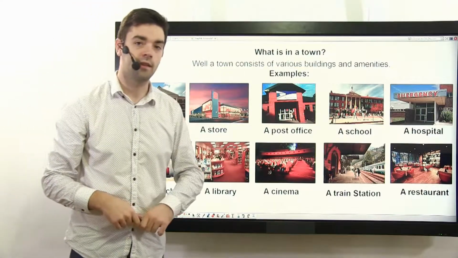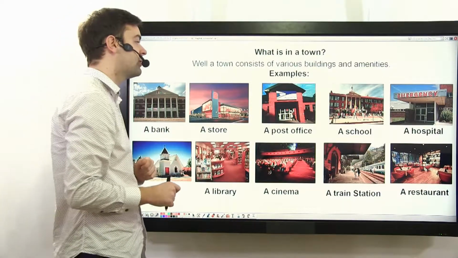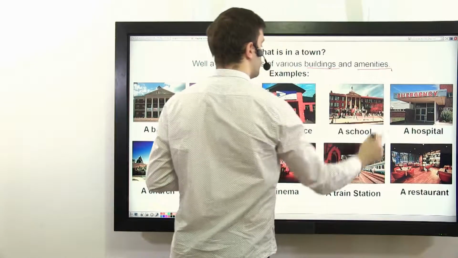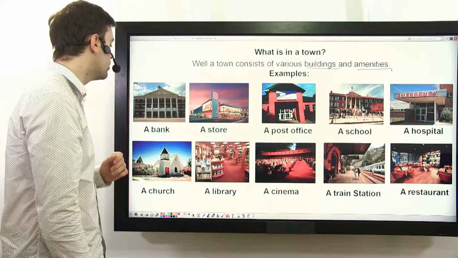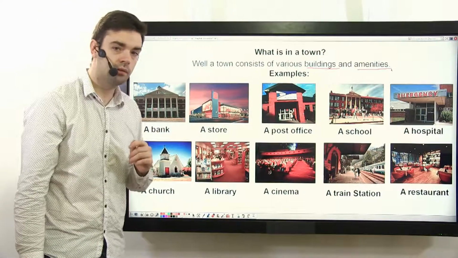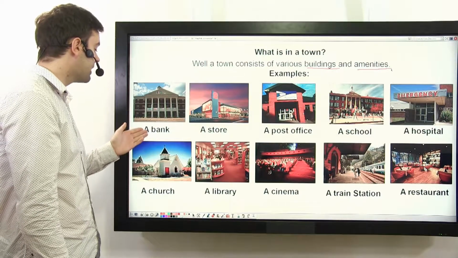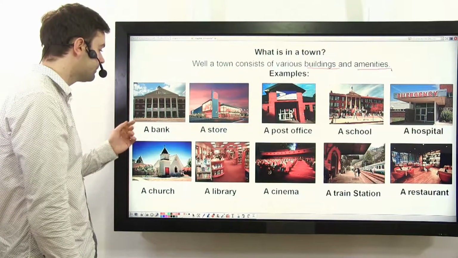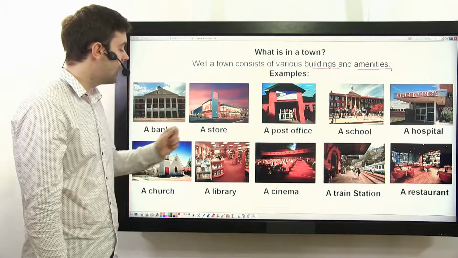So what is in a town? Well, a town consists of various buildings and amenities. So what does that mean? Well, let's take a look at some examples. In a town, you might find a bank. B-A-N-K. Bank. A store. S-T-O-R-E. Store.